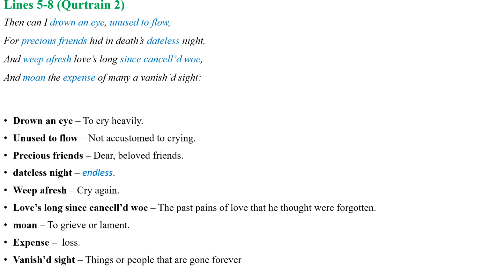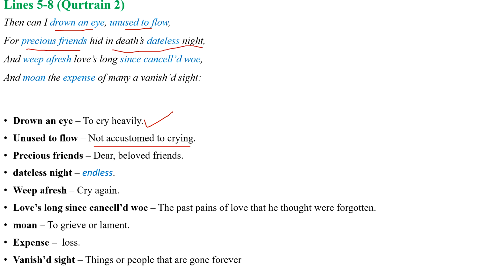In the second quatrain, the speaker becomes more emotional as he reflects on the people he has lost. So, then can I drown an eye unused to flow. Drown an eye means to cry heavily, unused to flow, not accustomed to crying. So with these lines, we can understand that the poet may not often cry, but in these moments of memory, he sheds tears for beloved friends who have died, precious friends, hidden deaths, dateless nights.